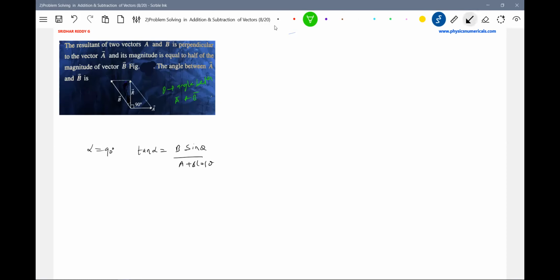Theta will come like this. I'm unable to, or we'll draw one diagram. This is a bar. This is R bar, the resultant, and this is B bar. So what is theta? Theta will come like this. This is theta, this is the alpha. This is R bar, this is A bar, this is B bar. Tan alpha is 90 degrees.